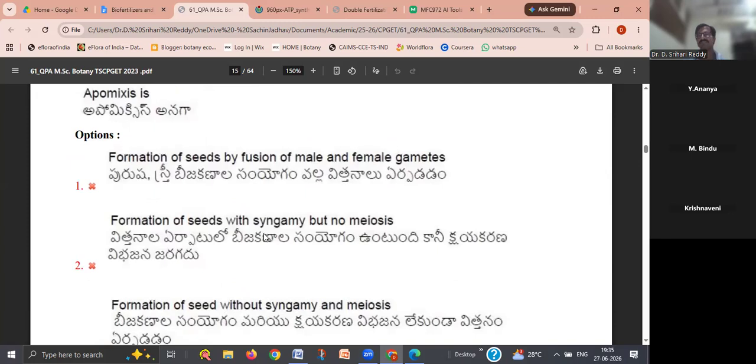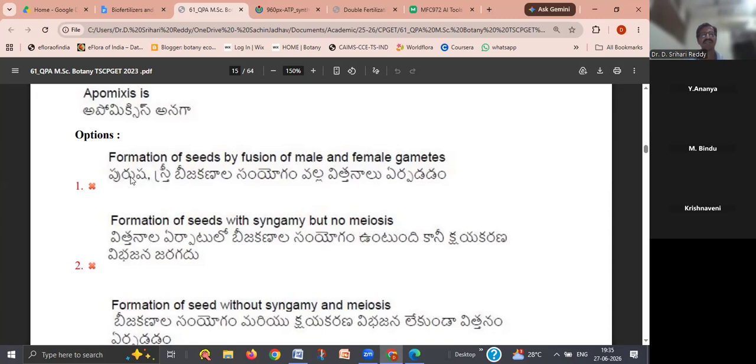Next, apomixis. It is related to embryology. Polyembryony and apomixis are the topics there. Here, apomixis is related to the formation of seeds without any sexual reproduction, without any meiosis. That you should remember. The fruit is formed, the seed is formed, but without sexual reproduction or meiosis. This is a very peculiar process.